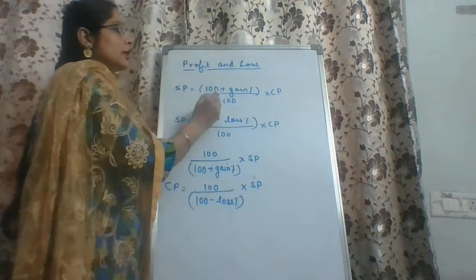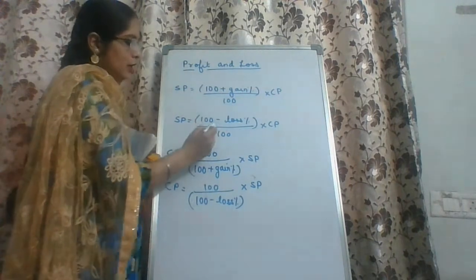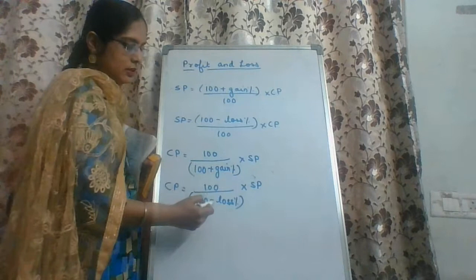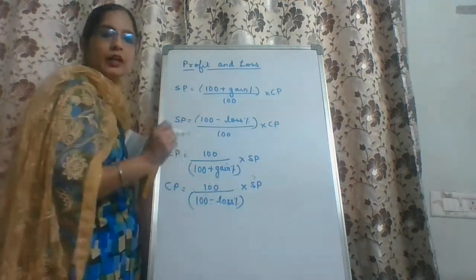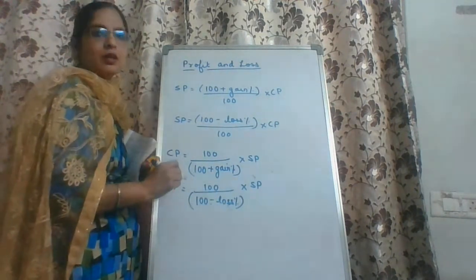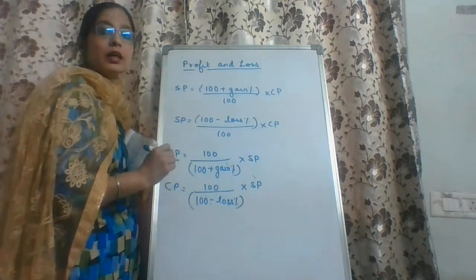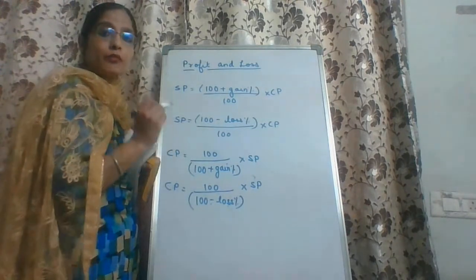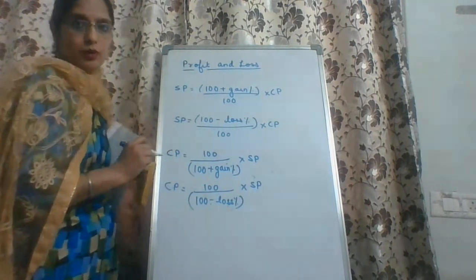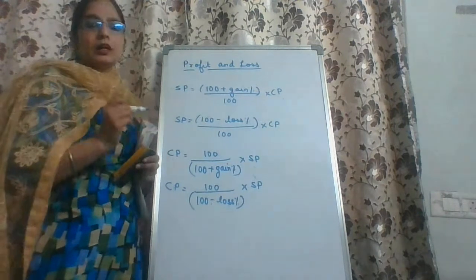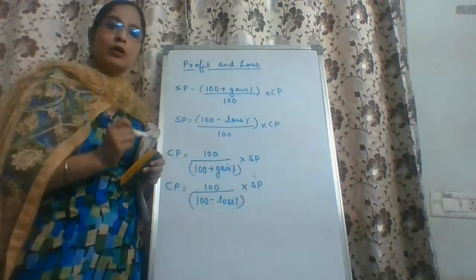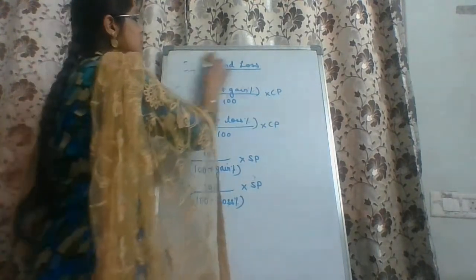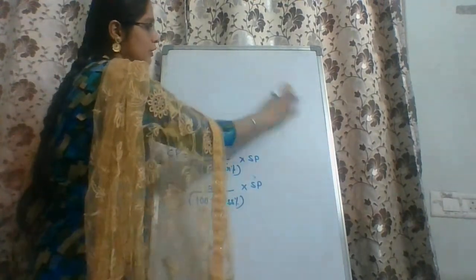What you have to remember? You have to remember gain is always positive, loss negative. Positive gain percent, negative loss percent. And whenever we calculate loss percent or gain percent, it is calculated on cost price. Profit percent is equal to profit upon cost price multiplied by 100. Loss percent equal to loss upon cost price multiplied by 100. Let us start with the questions related to profit and loss.